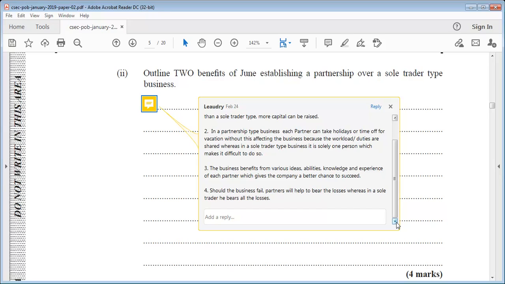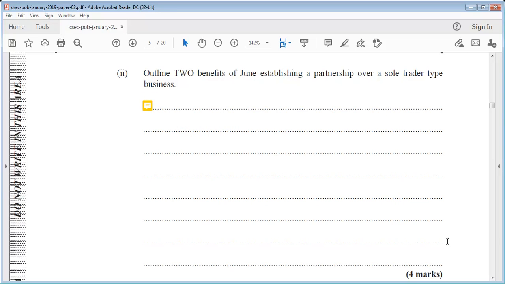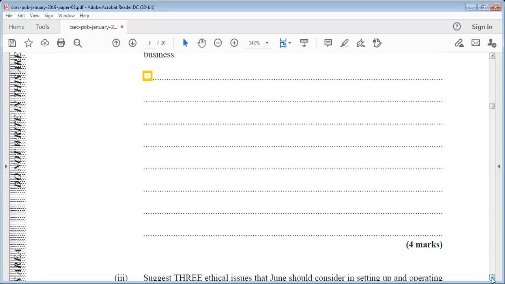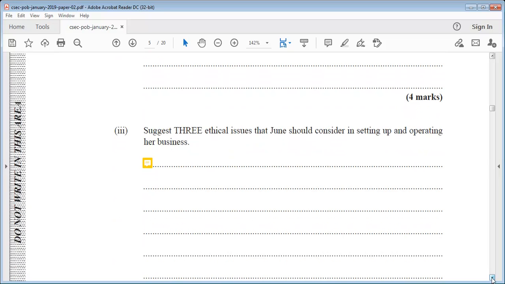Another benefit, should the business fail, then the partners in a partnership will share all the losses or the risk. Whereas in a sole trader, he's a one-man show, so he loses everything. So he bears all the losses. So those are 4 benefits that you can select 2 from, and you'll get your 4 marks.